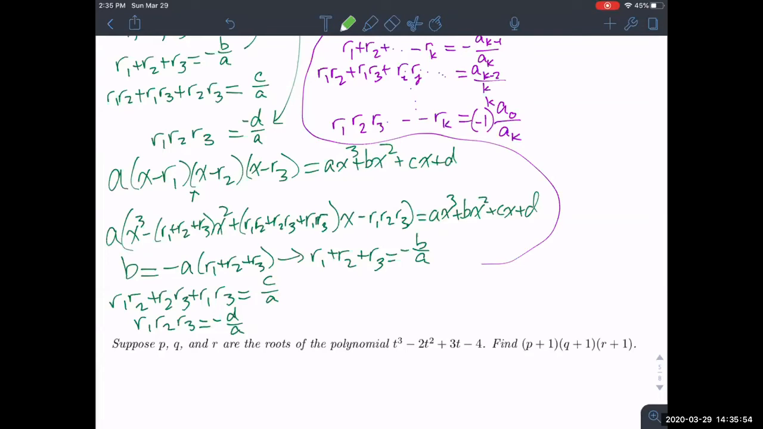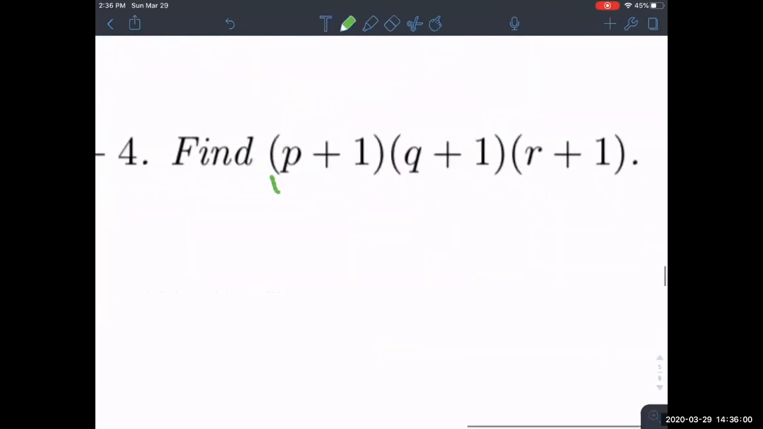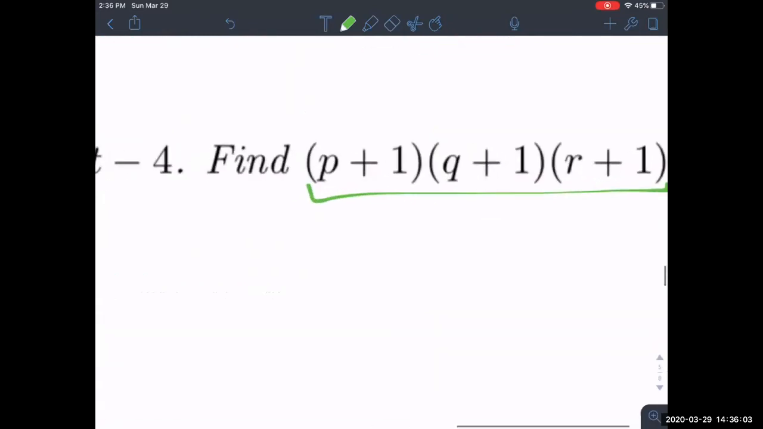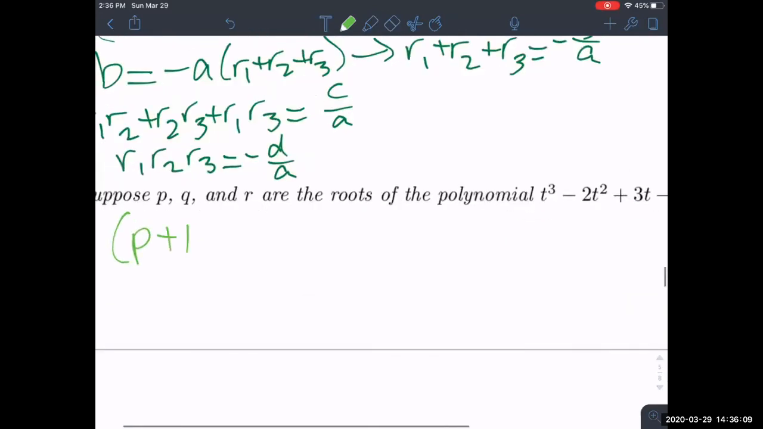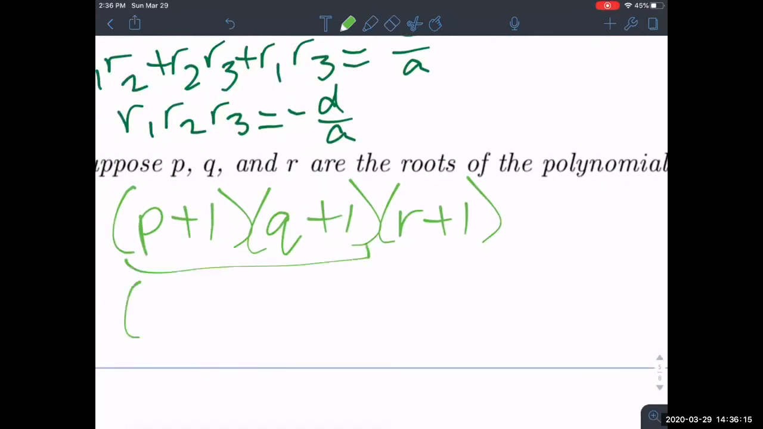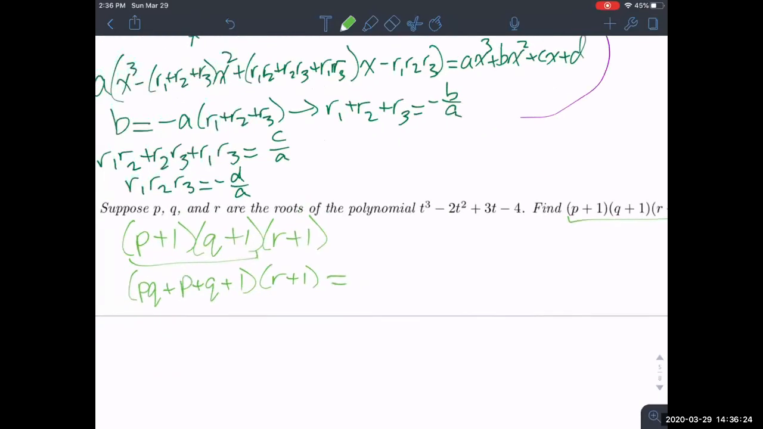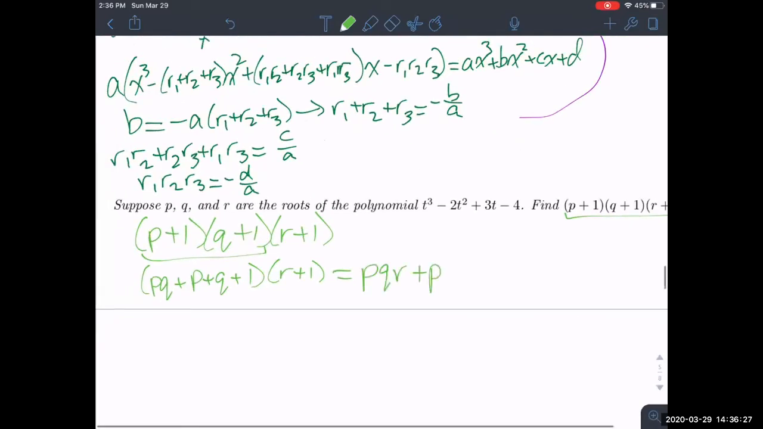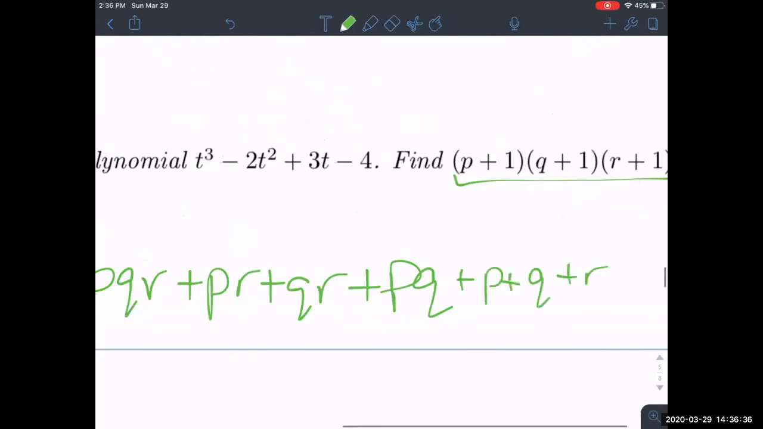Let's go ahead and try this one out. So this is another one where we can expand this out before anything. This one is a bit more tricky, so let's walk through how to expand it. I'll do these two first to get PQ plus P plus Q plus 1 times R plus 1. That'll be PQR plus PR plus QR plus PQ plus P plus Q plus R, and then plus an extra 1 at the end.